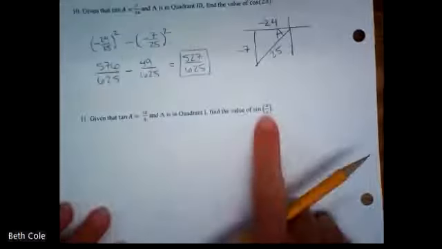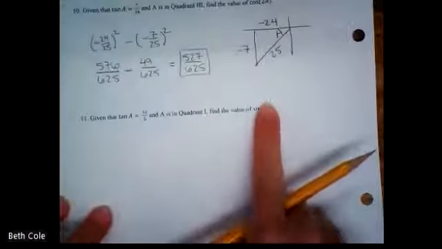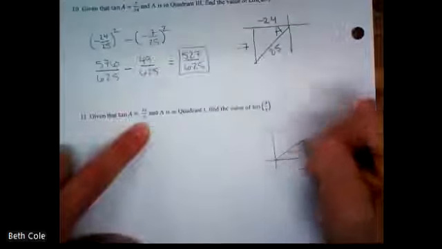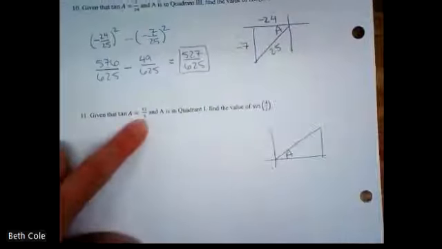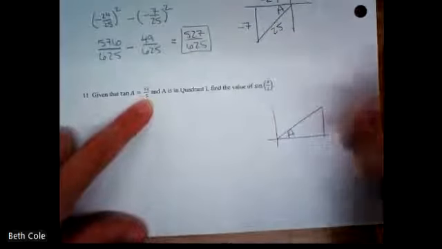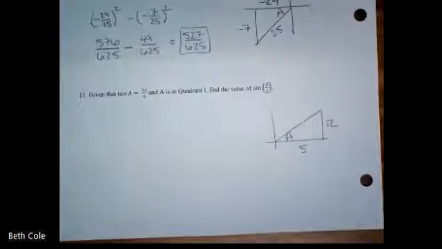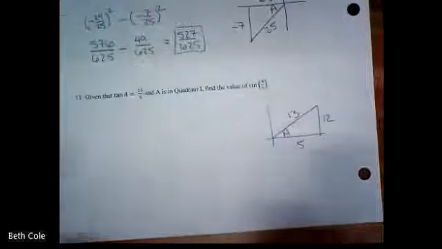And then this last one is the half angle identity because it's A over 2. So again, let's draw the triangle. Quadrant 1. Tangent is 12/5. Tangent is opposite over adjacent. What's the hypotenuse going to be? 5, 12, 13. This is like your work.